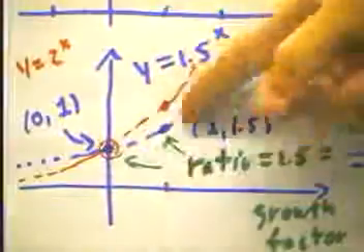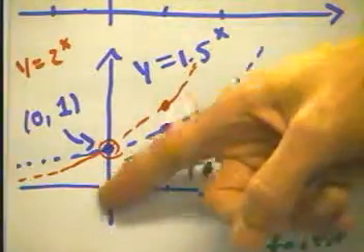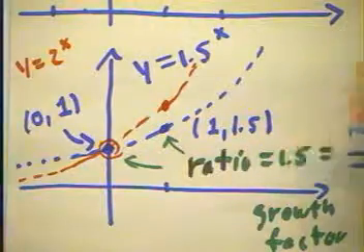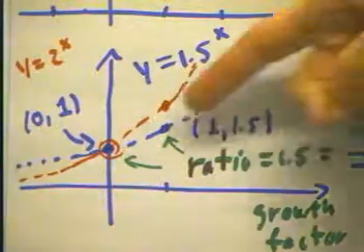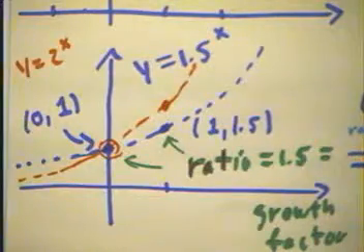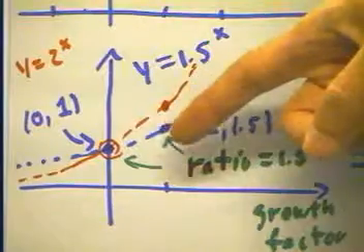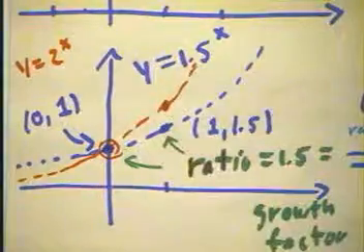And we have this comparison. We note that the ratio between the x equals 1 and x equals 0 points is 1.5. That is, 1.5 to 1 is a ratio of 1.5, and that ratio is the growth factor. So whatever the growth factor is, this point will be that many times higher than this point.